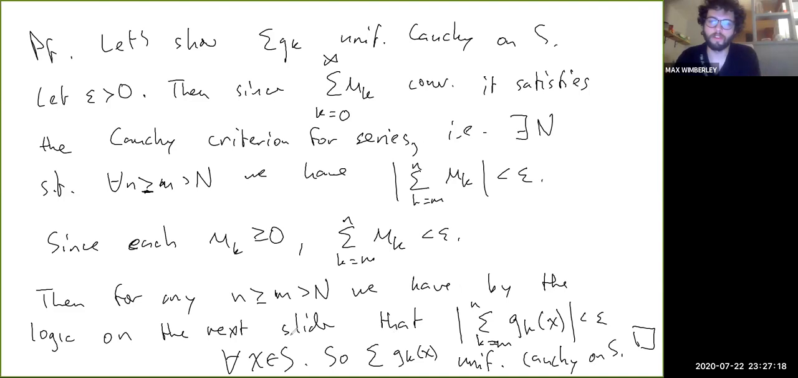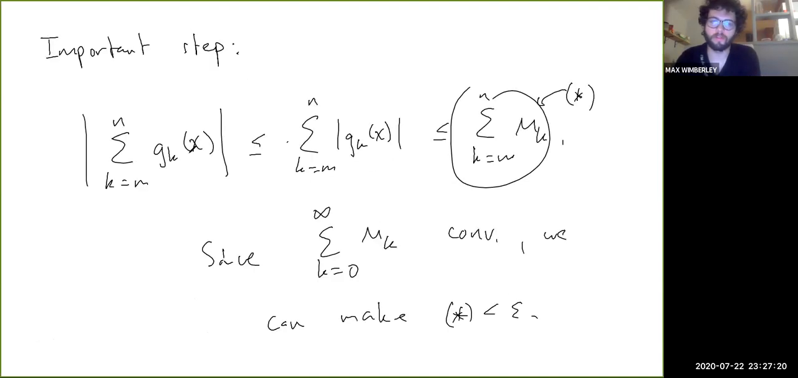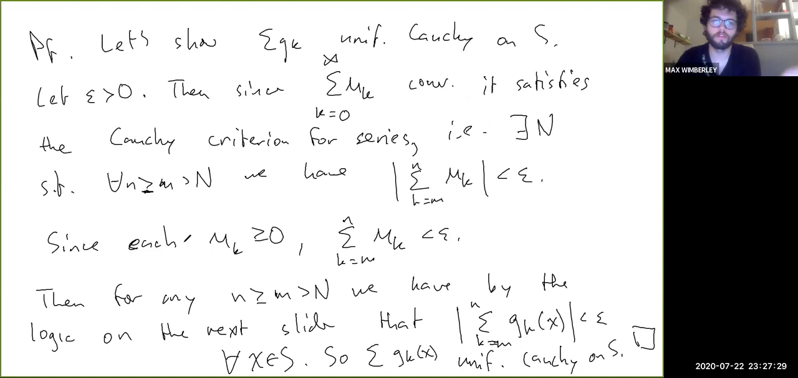Remember, the logic on the next slide was: apply the triangle inequality, then apply the upper bounds, then we know that this is small because of how we chose capital N for this epsilon. So there you go. That's the Weierstrass M-test. In the next video, which I think should be the last for this lecture, I'll show you a couple more examples of applying the Weierstrass M-test to conclude that a series is uniformly convergent.